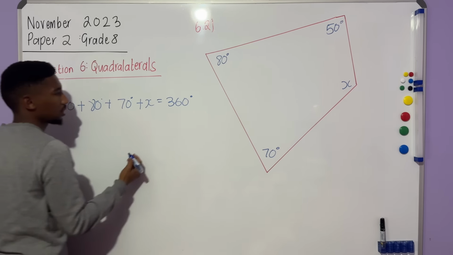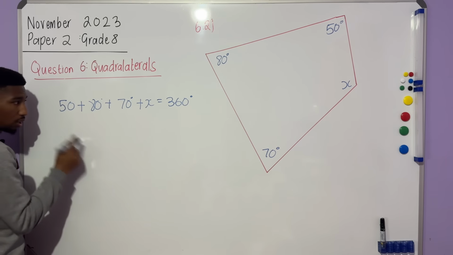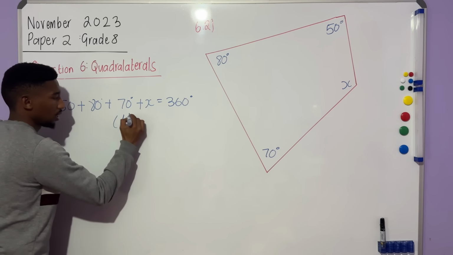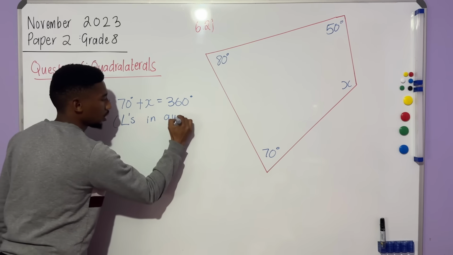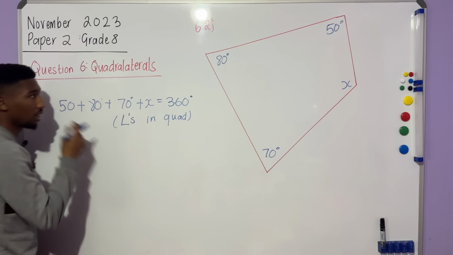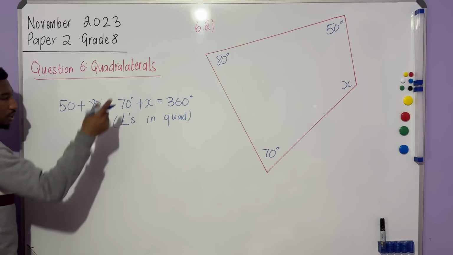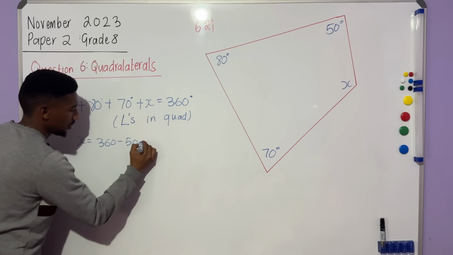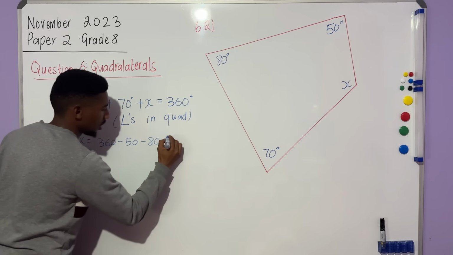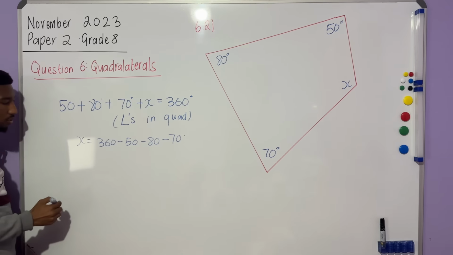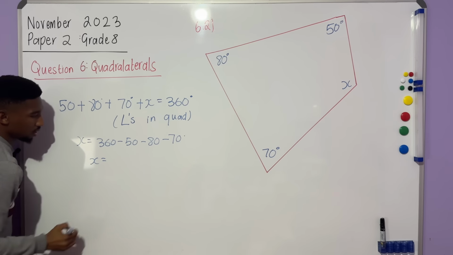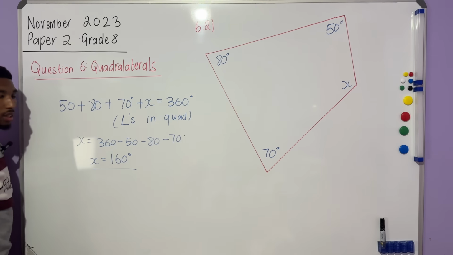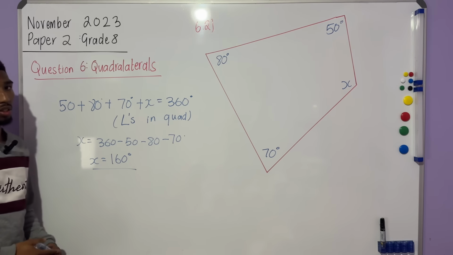For us to find x, before we do that, we need to have a reason. And our reason is angles in a quad. Always have your reasons there. Then we're going to take the inverses. We're going to have 360 minus 50 minus 80 minus 70. We took all of that over. And x is equal to 160 degrees.